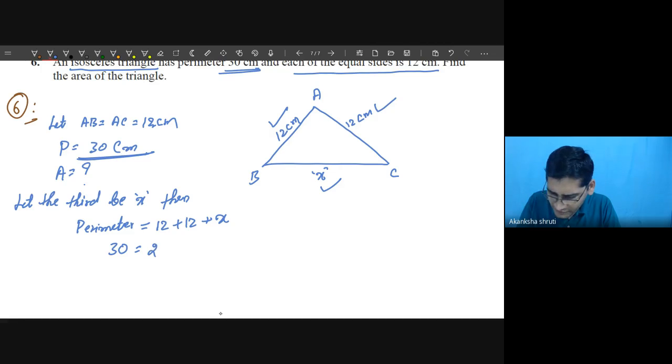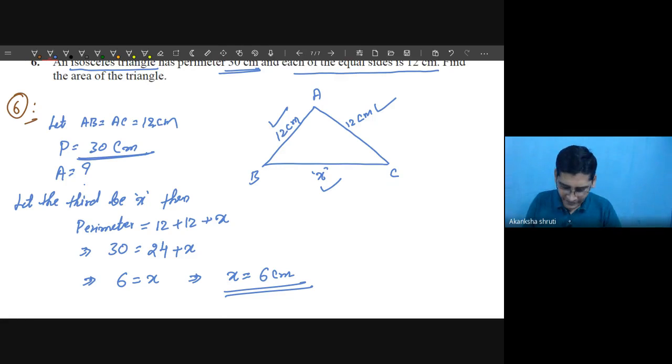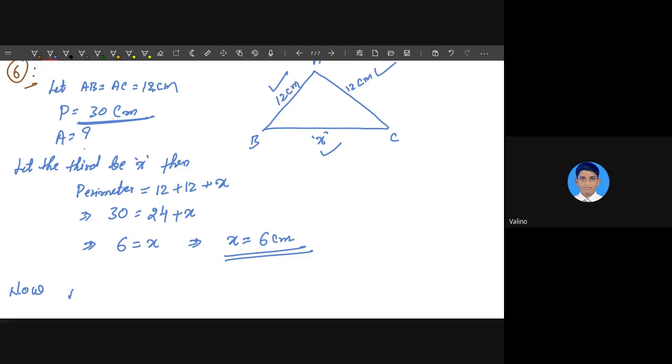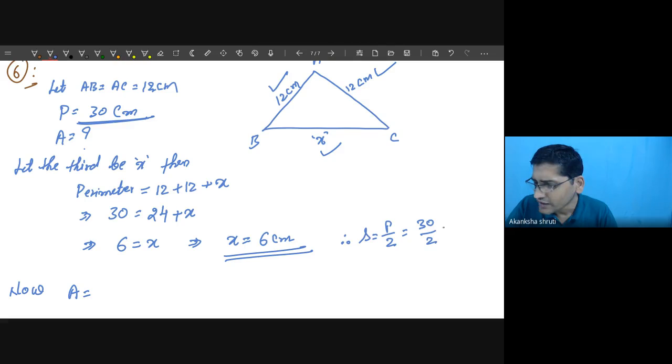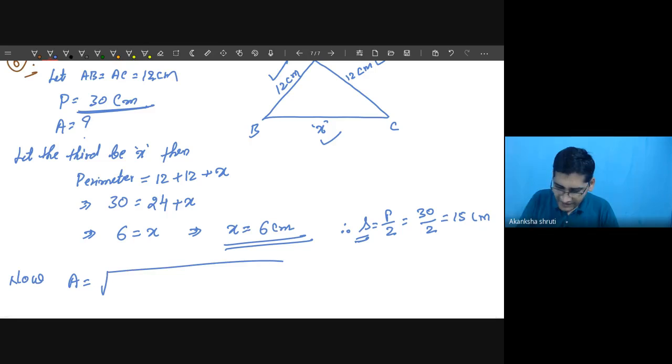So 12 plus 12 is 24 plus X. Subtract 24 from 30, it becomes 6 equals X. So the third side length is 6 centimeter. That is one thing that we have calculated. Now, Heron's formula: area is calculated by taking the semi-perimeter. So for that, you need to first calculate the semi-perimeter. S is equal to P by 2. The perimeter is given as 30 divided by 2, it becomes 15 centimeter.